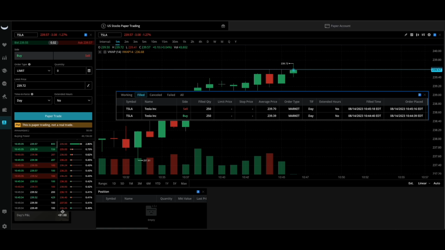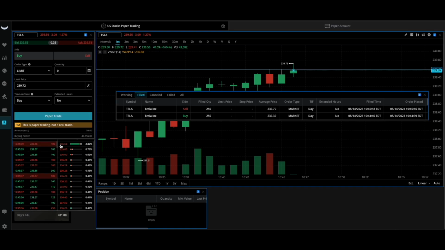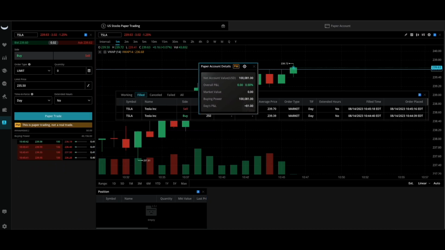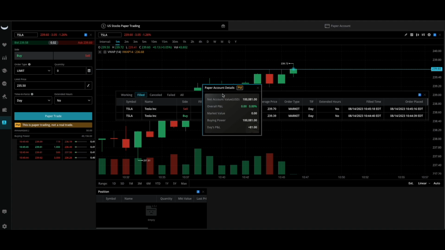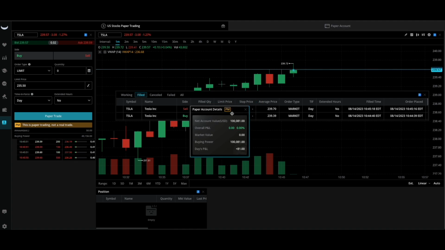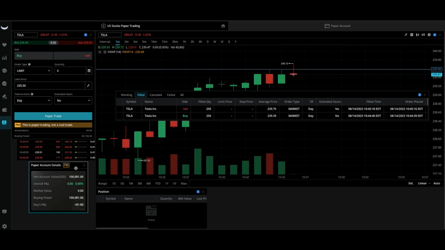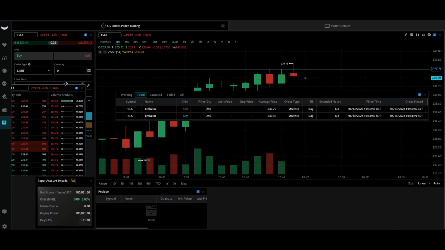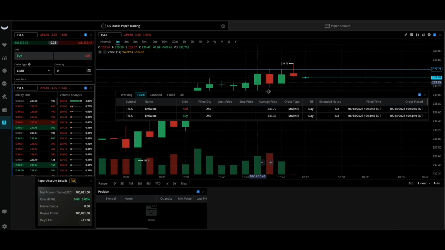And as you can see, we have this guy over here, which is daily P&L. What I realized about this is the reason I'm seeing this is because this is the paper account details where it shows that my net account was 100 grand. Now we're up $81 on the day. So it shows you how much you're up on the day. And this is another box that will show. And I just had it kind of covered by the level 2s over here. So you can see how you're doing.